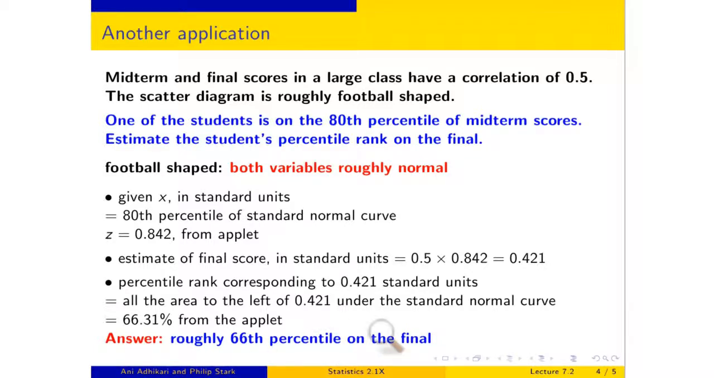And that happens to be the 66th percentile. Notice something here. This person started out on the 80th percentile of the midterm scores. And what is your estimate for the final? 66th. A little bit lower. It's not 80th. If you recall, the 45-degree line, the equal standard units line, was too steep. So starting at the 80th percentile of midterm, you will not estimate the 80th percentile on the final. You will estimate a little bit lower. How much lower depends on the correlation. In this case, with a correlation of a half, we're estimating 66th percentile.